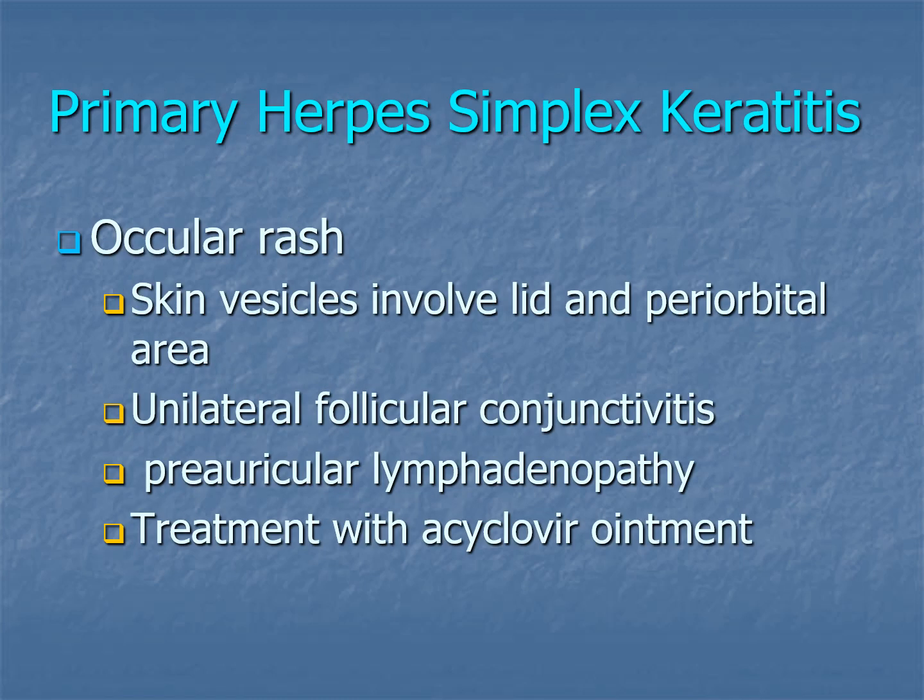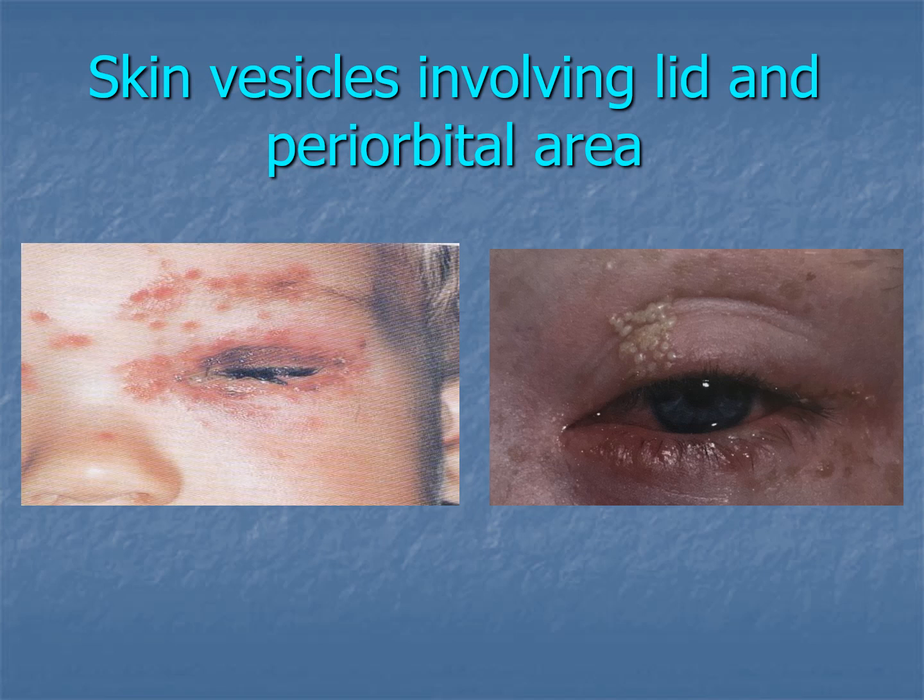Primary herpes simplex causes ocular rash. The skin vesicles involve the lid and periorbital area, and it may cause unilateral follicular conjunctivitis. Preauricular lymphadenopathy may be present. We treat this primary herpes with acyclovir ointment if required, otherwise it is self-limiting. In this picture, you can see the herpetic vesicles on the lids and periorbital region.